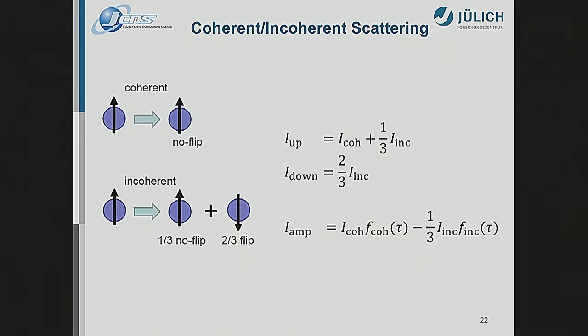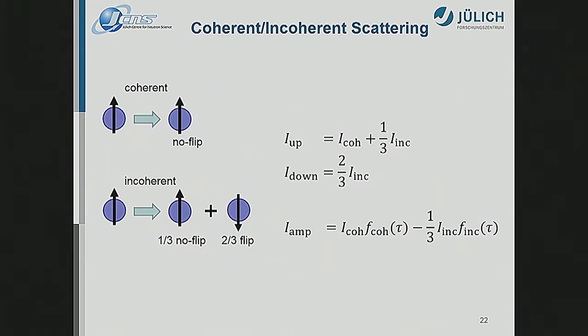You can have coherent scattering, in which case the spin of the neutron is preserved, and this is typically a good thing. And then you have incoherent scattering, which presumes that the neutron has a one-third chance of preserving its spin and a two-thirds chance that it will get spin flipped. That's a good thing or a bad thing, because most of the time we would measure coherent scattering alone and just minimize incoherent scattering. So we just have coherent.